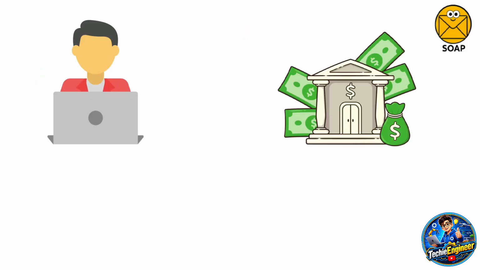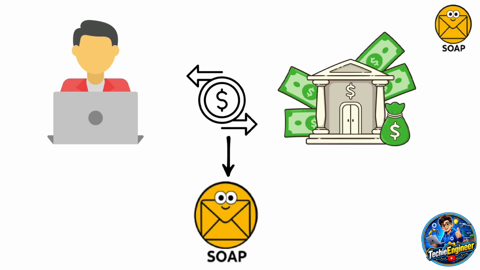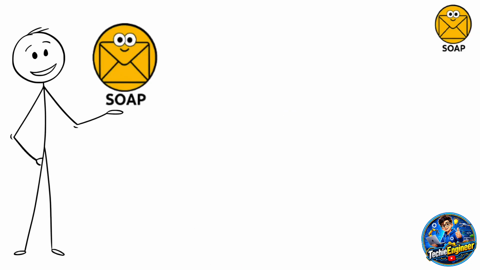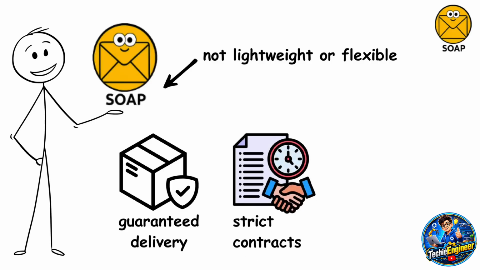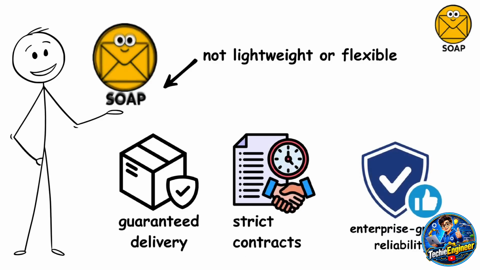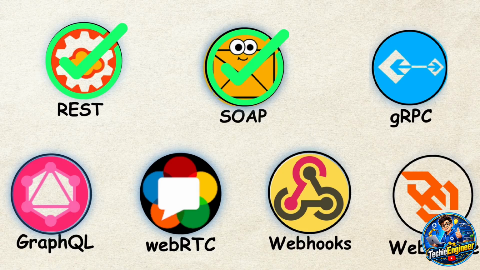For example, when you transfer money between banks, there's a good chance a SOAP API is working behind the scenes, ensuring the transaction is secure and correctly processed. SOAP might not be as lightweight or flexible as REST, but when you need guaranteed delivery, strict contracts, and enterprise-grade reliability, SOAP is the go-to choice.